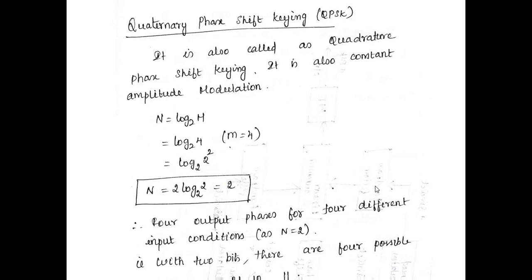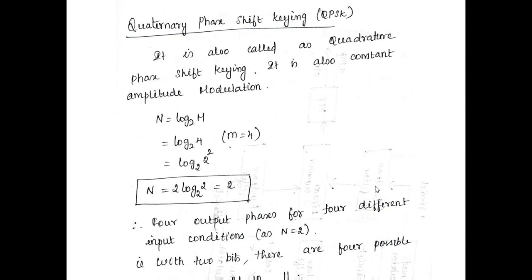So we shift to another topic, which is quaternary phase shift keying, QPSK. It is also called quadrature phase shift keying. It is also called a constant amplitude modulation because the amplitude is constant throughout the process. We know that n = log2 of M. Here M is 4, so log2 of 2 to the power 2, so n is equal to 2.